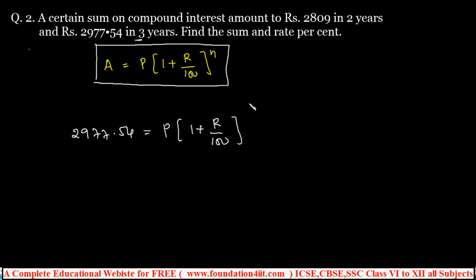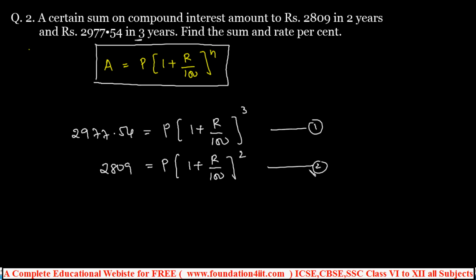Power 3 you can keep, and let it be equation 1. Now, 2809 in 2 years. 2809 is the amount, equals P into 1 plus R by 100 for 2 years. Let it be equation 2. Now to find out the R value, first we need to find out the R value.